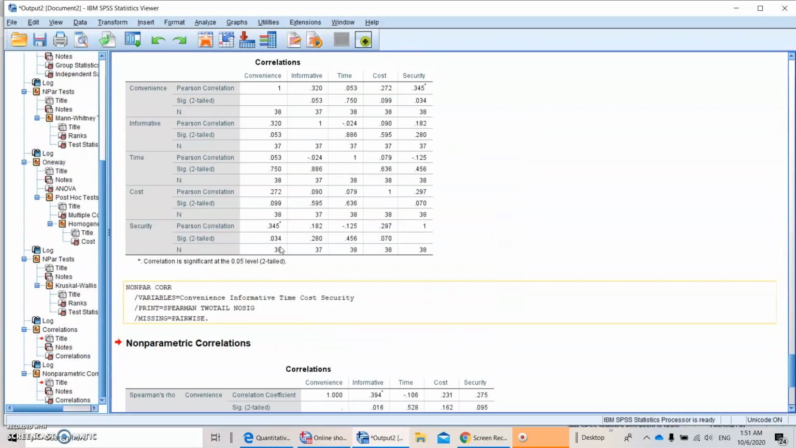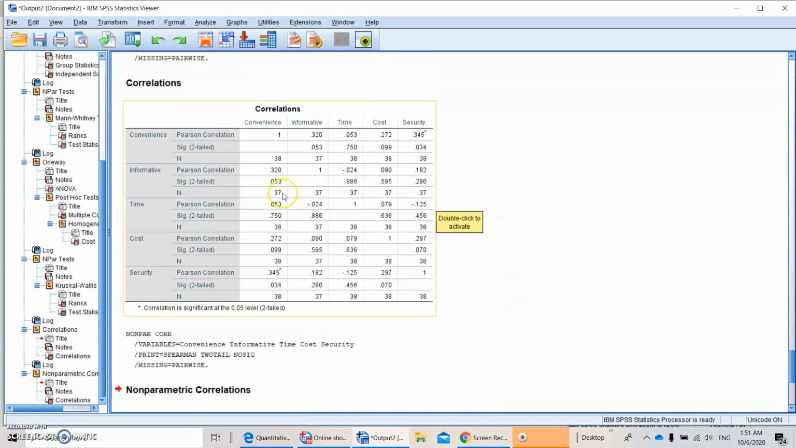So there are two outputs of the correlation. The first one is the Pearson. It will write Pearson correlation here. If the correlation is significant, it will put a star here. One star indicates that the correlation is significant at 0.05.